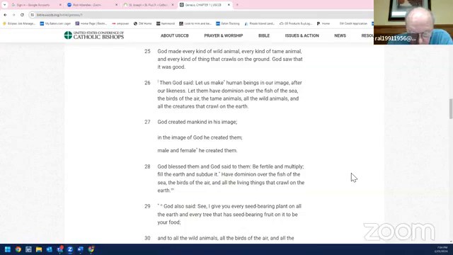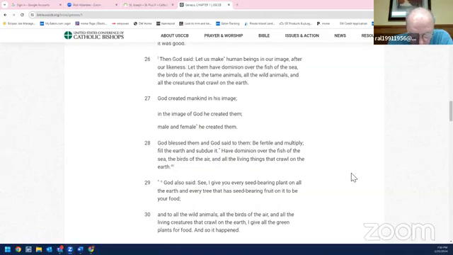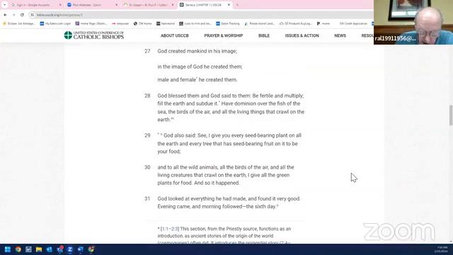God created humankind in his own image. In the image of God, he created them. Male and female, he created them. God blessed them, and God said to them, Be fertile and multiply. Fill the earth and subdue it. Have dominion over the fish of the sea, the birds of the air, and all the living things that crawl on the earth.